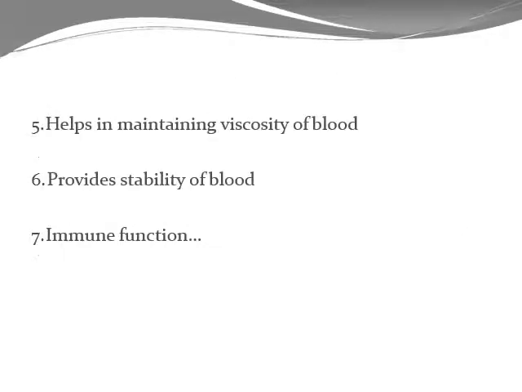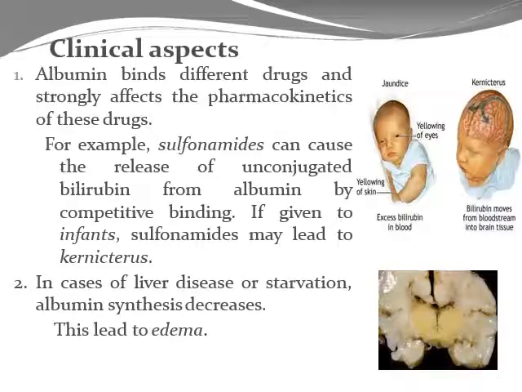Number 5 helps to maintain the blood viscosity, that is the stickiness of the blood. Number 6 provides stability to the blood. Number 7 helps with immune function.